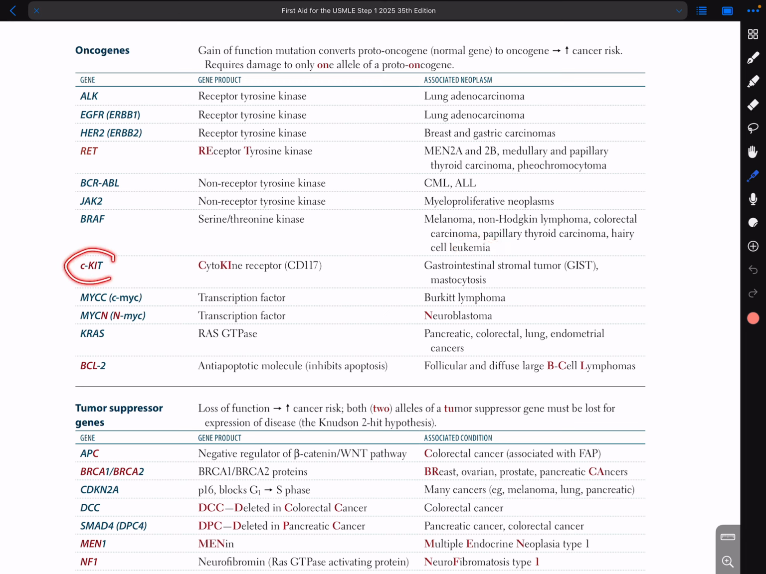What oncogene is c-KIT? The gene product is CD117, a cytokine receptor. The c-KIT oncogene is associated with gastrointestinal stromal tumor, in short called GIST tumors, and mastocytosis.